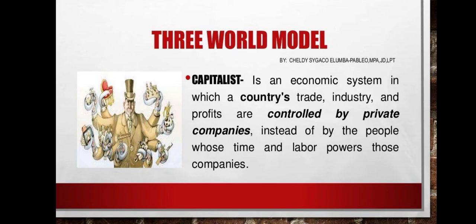This is the three world model. The first one is the capitalist. It is an economic system in which a country's trade, industry, and profits are controlled by private companies instead of by the people whose time and labor power those companies. So it's like an authoritative style. Laborers and those people, they don't have the power. They don't have freedom. The freedom belongs only to those who are in a great position, who are rich.